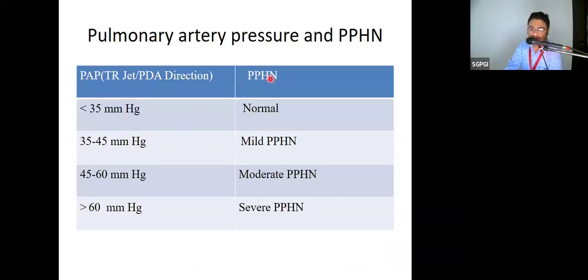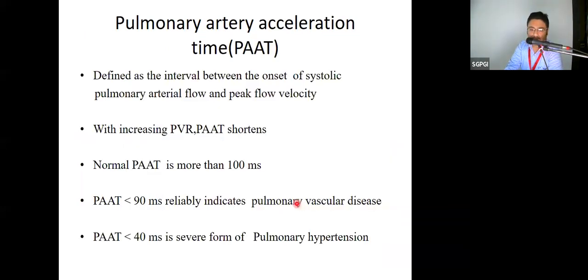So normally, what is the definition? Usually less than 35 pressures is normal. Mild we classify as 35 to 45. 45 to 60 is moderate, and more than 60 is severe PPHN. So this is one other parameter to assess in echo, which is known as the pulmonary artery acceleration time.